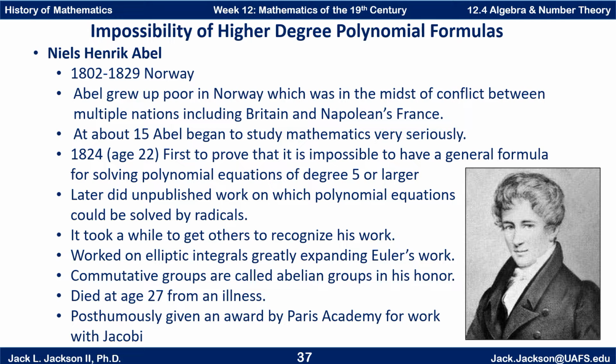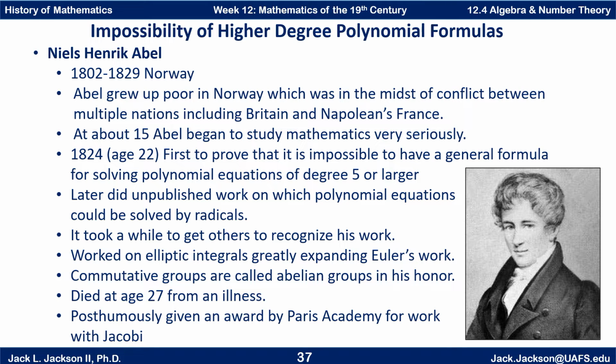So at that point, Norway was part of Denmark. Then it became part of Sweden, and they tried to make a bid for independence. And there's a lot of upheaval going on in Abel's pretty short life there. And so economic conditions were not good in Norway, and his family in particular was not very well off. At about age 15, he began to study mathematics seriously.